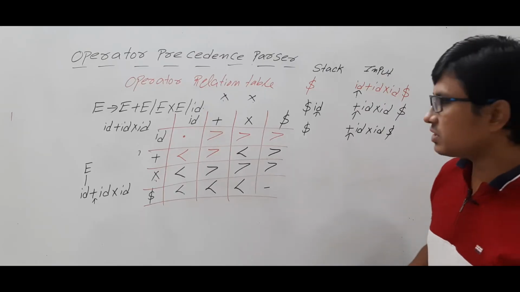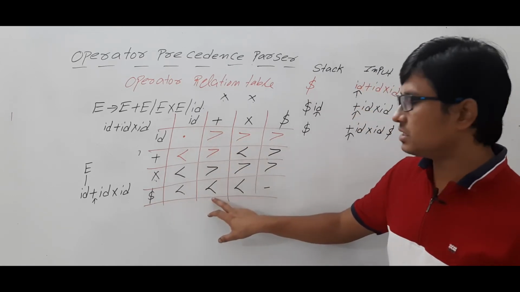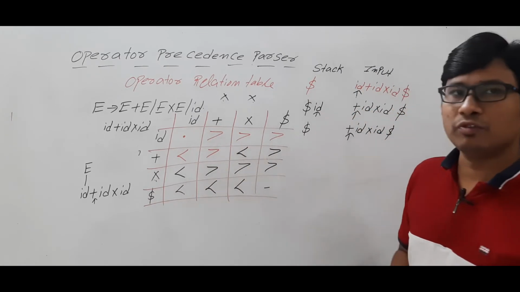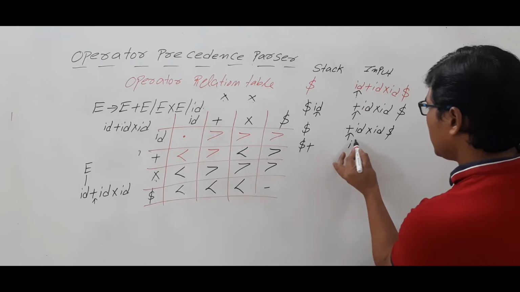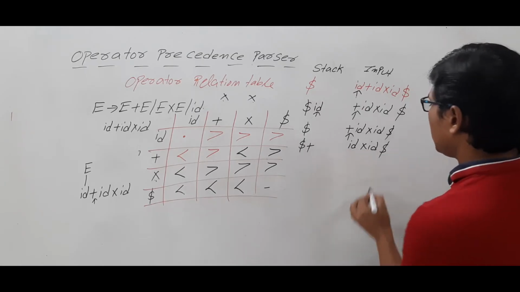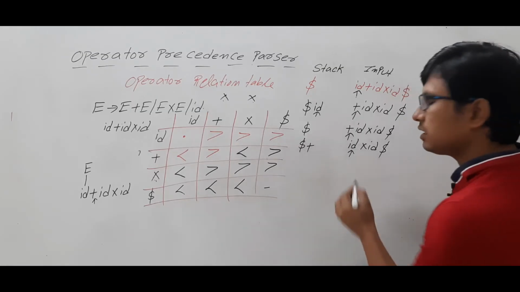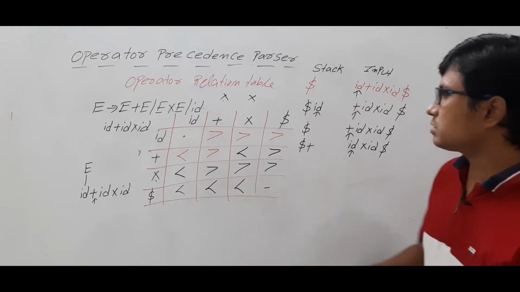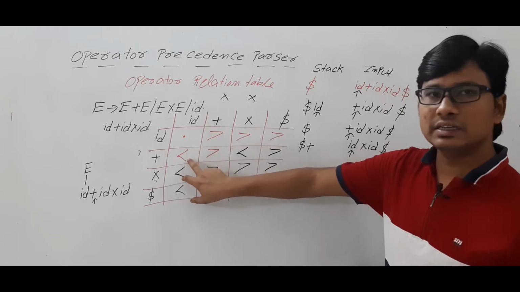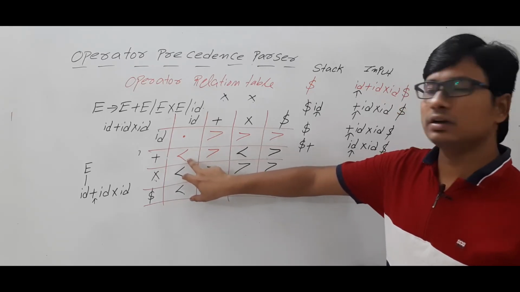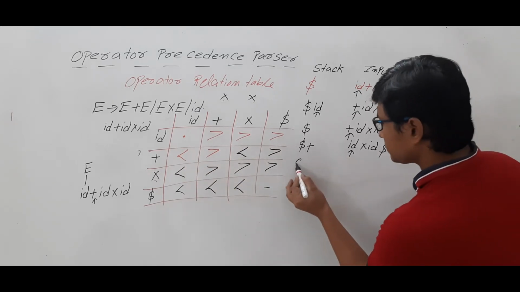Now what is the top of the stack? Dollar. Dollar and plus is less than. If it is less than, what should I do? I should perform the push operation. So it will be dollar and plus in the stack, and the input is id multiplication id dollar. Now the top of the stack is plus and the input pointer is id. So what do I have to look at? Plus and id. What is it? It is less than. So what should we do? We have to push it.